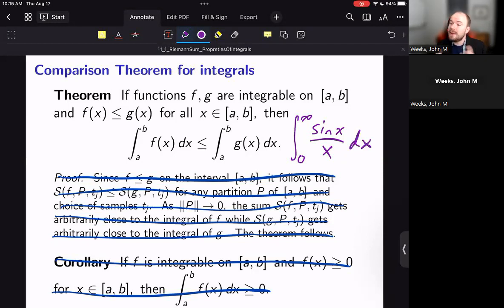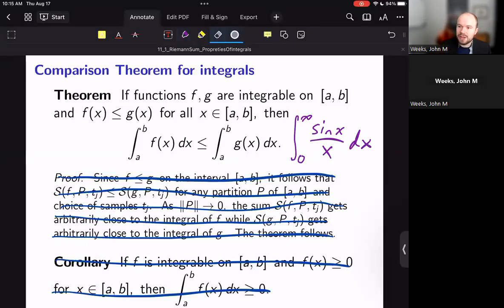But in order to do that, we need to build up some things like comparison theorems for these integrals. So let's say that f is less than or equal to g for any two integrable functions on the same domain. Then in that case, the integral of f going from a to b is less than or equal to the integral of g going from a to b.